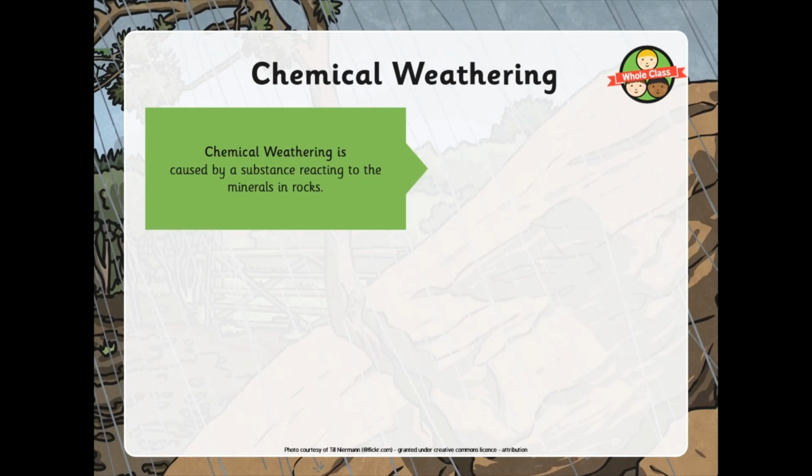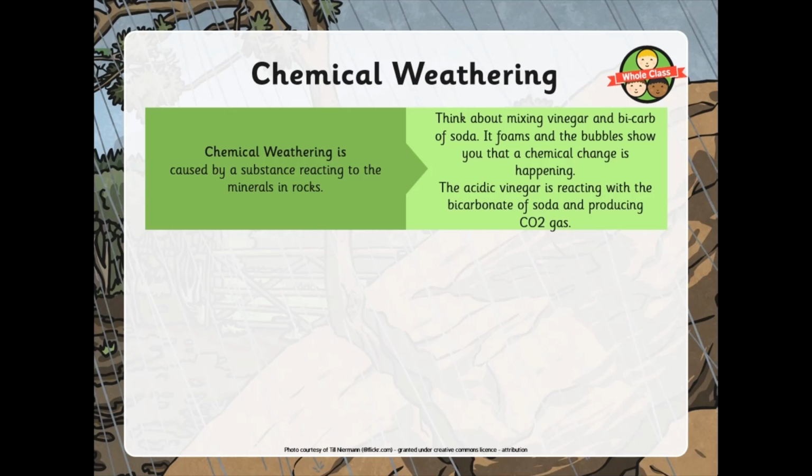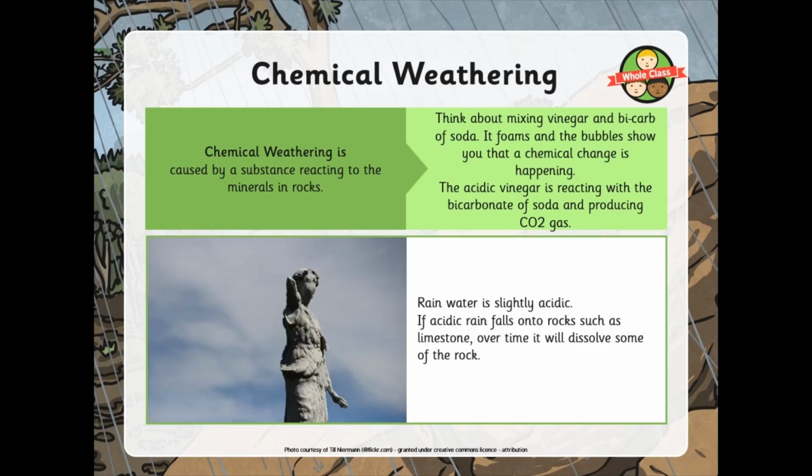Now think of this scientifically in this example, okay? Think about when you mix vinegar and bicarbonate of soda, okay? It foams and the bubbles show you that a chemical change is happening. Now, the acidic vinegar is reacting to the bicarbonate of soda, and that produces a gas, okay? And that is a chemical change. And that is the same with chemical weathering, okay?